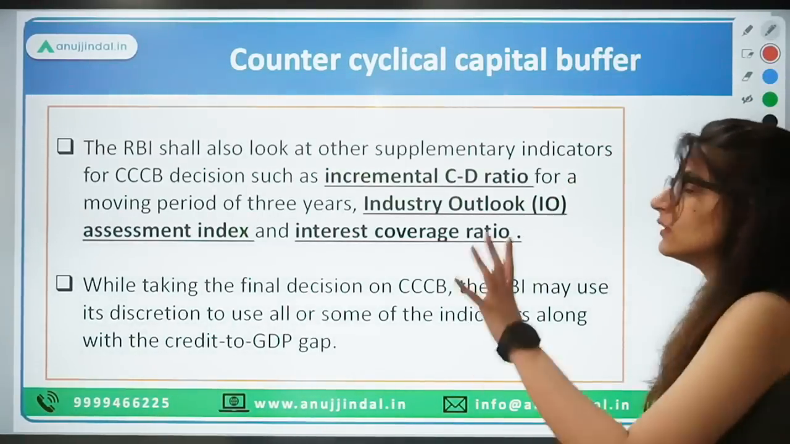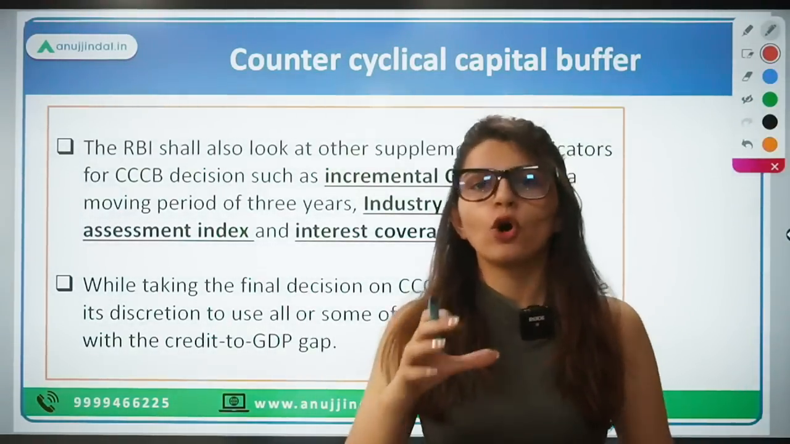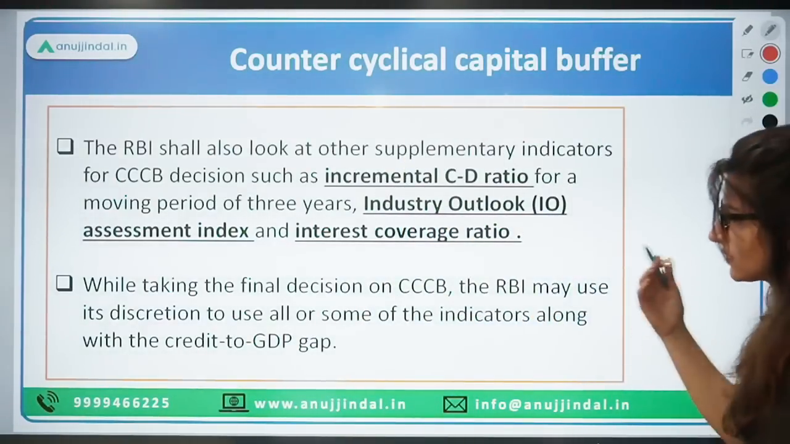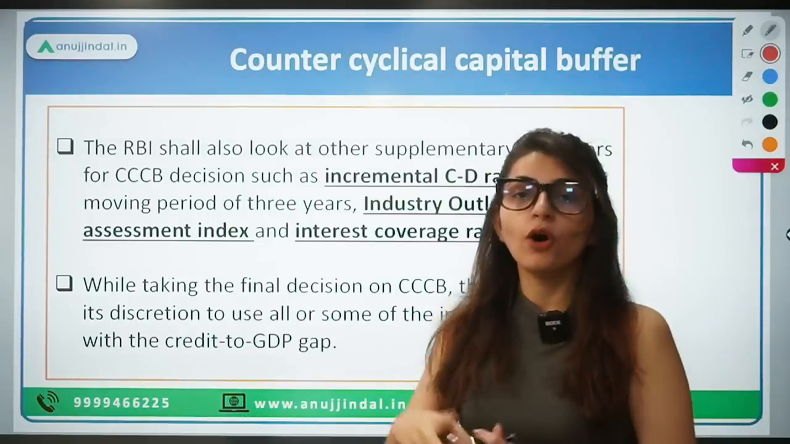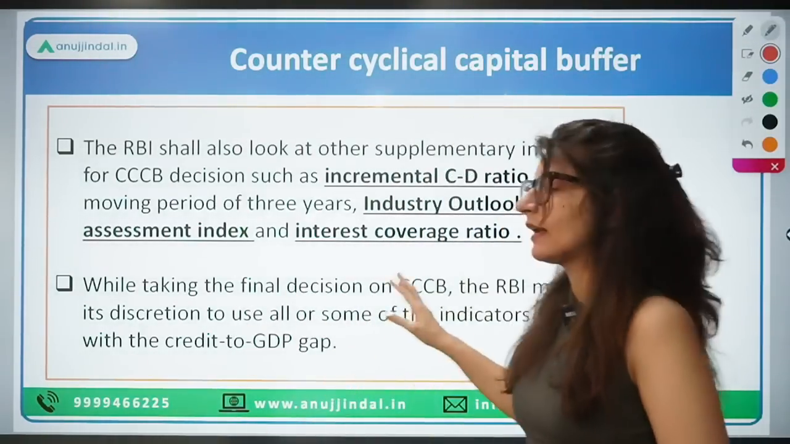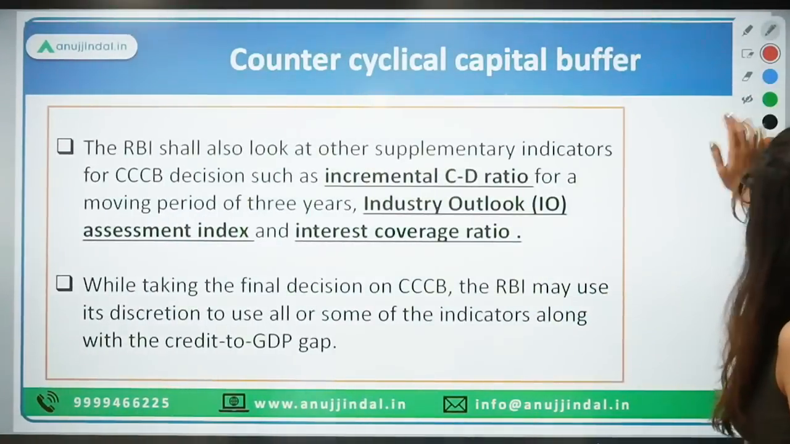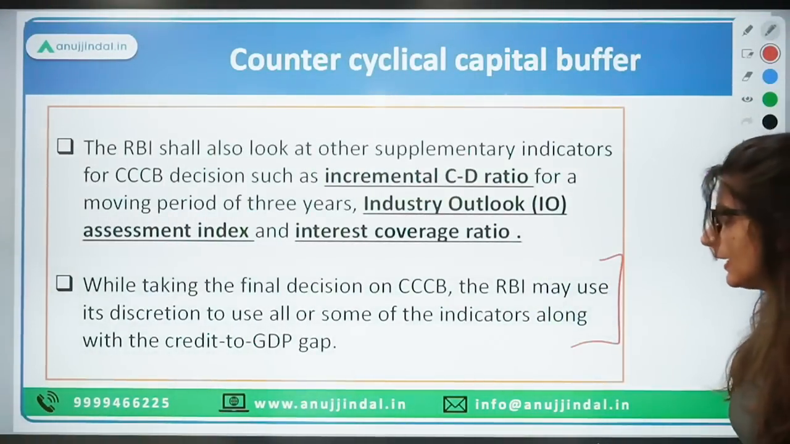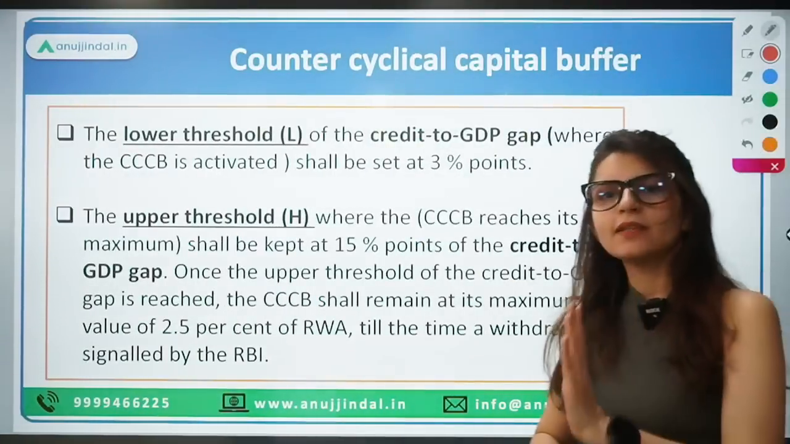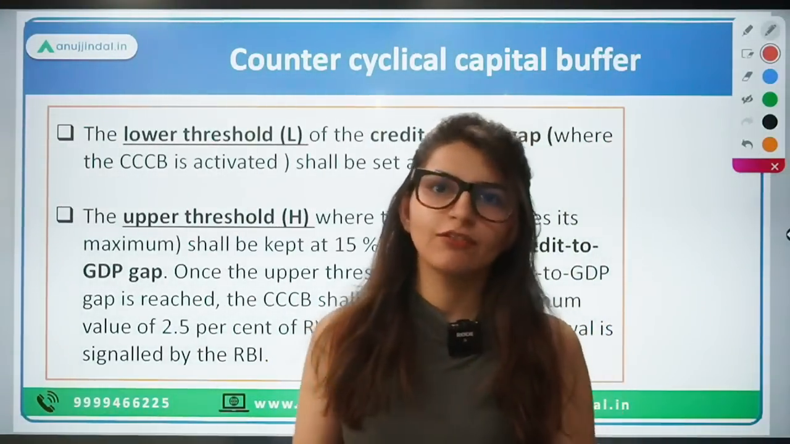Okay. Now, while taking a decision on CCYB, these are certain parameters that are taken into consideration by the bank before taking the final decision on the countercyclical capital buffer. Right? Now, अब ये किस बेसिस पे क्रिएट करा जाता है, we'll have a look at that.